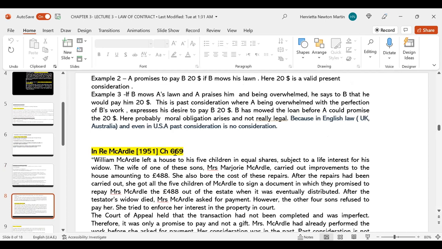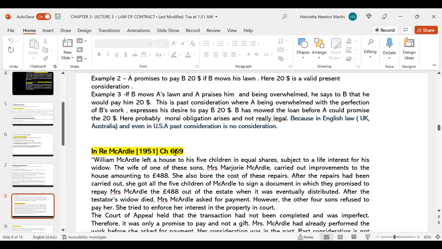Yet another example is A promises to pay B $20 if B mows his lawn. And B mows the lawn, smoothing it by cutting the grass. A promises to pay B $20 if B mows his lawn. So here $20 is a valid present consideration. I promise you to pay this much amount if you do this for me. It's a present valid consideration.